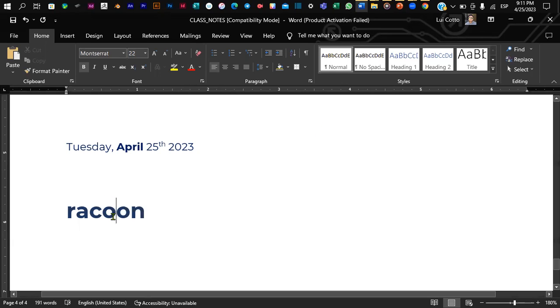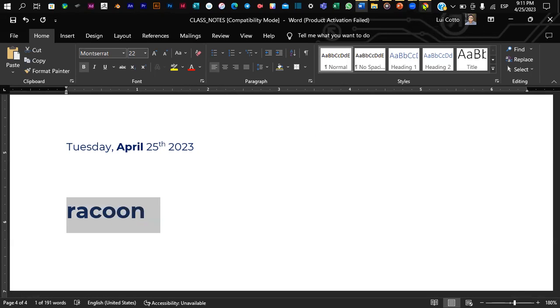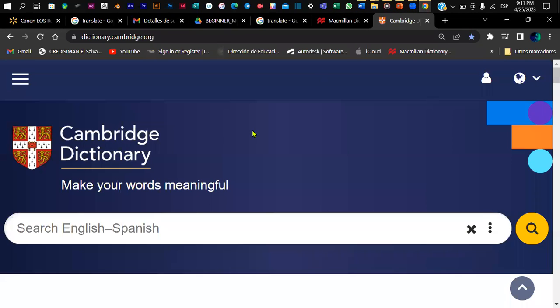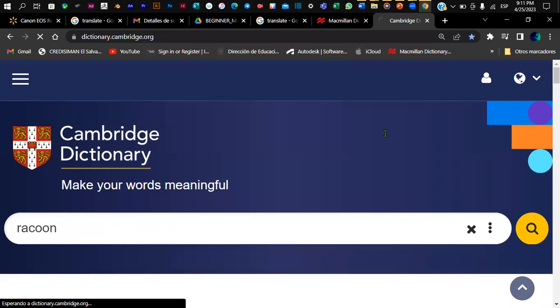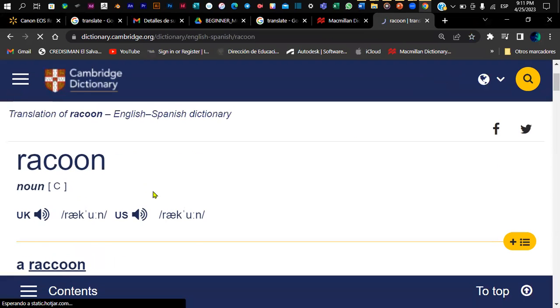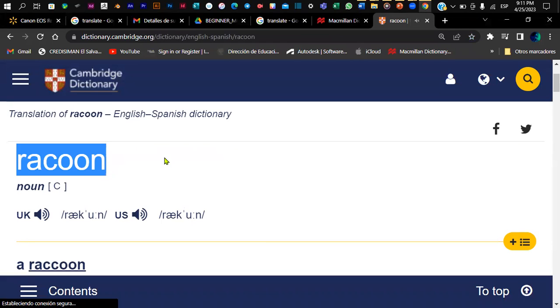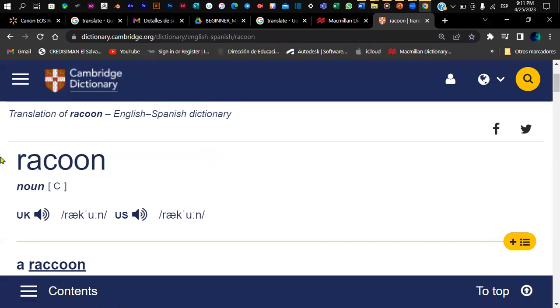R-A-C-O-O-N. Let me double check. Déjeme revisar dos veces. Let's see. Double check if you're correct. Yes. Double C. Raccoon. The word is correct. Raccoon. It is a raccoon.